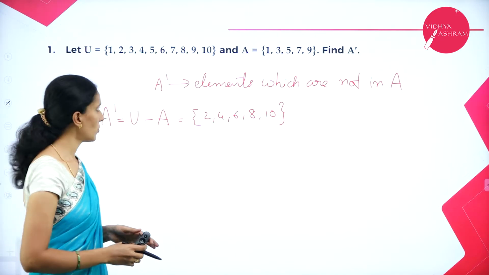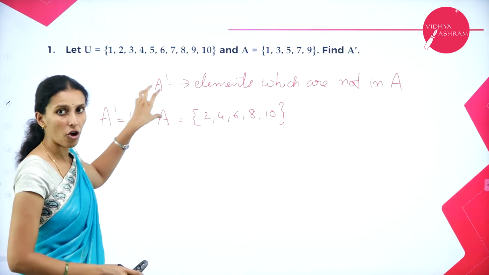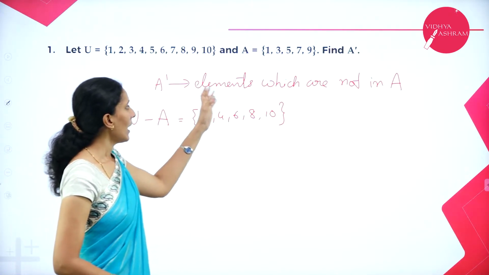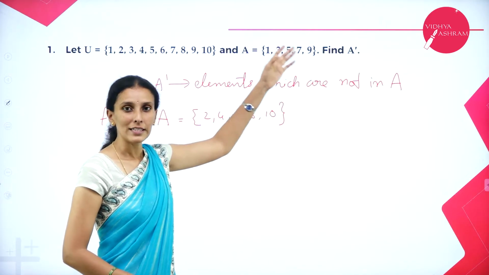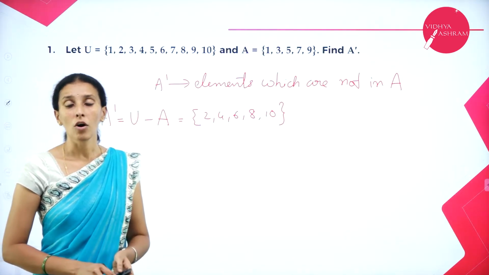So I hope you understood now. U minus A means write only the elements of U which are not in A. So complement is nothing but what? Elements which are not in A. So if the set A is given, write the elements which are not in A, that becomes your complement of A.